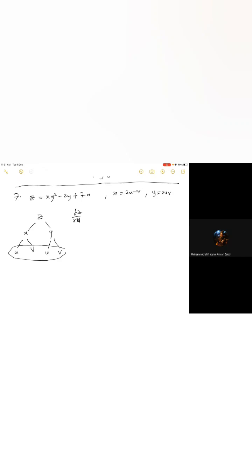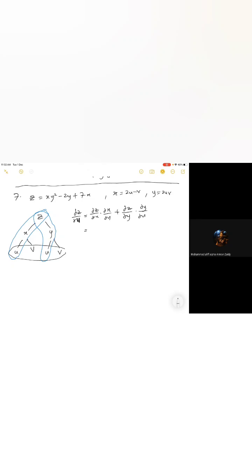Okay, so now when you want to differentiate Z with U, you ambil Z sampai U saja. Z sampai U saja, V you abaikan. Okay. Sebab kita nak tengok Z until U saja. So del Z del X times del X del U plus del Z del Y times del Y del U.